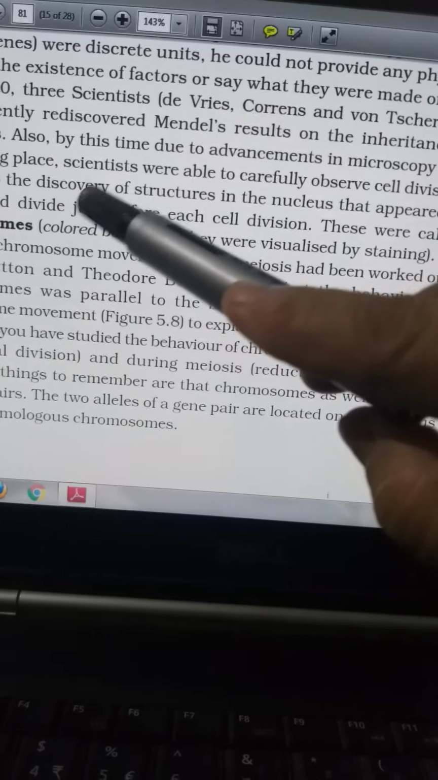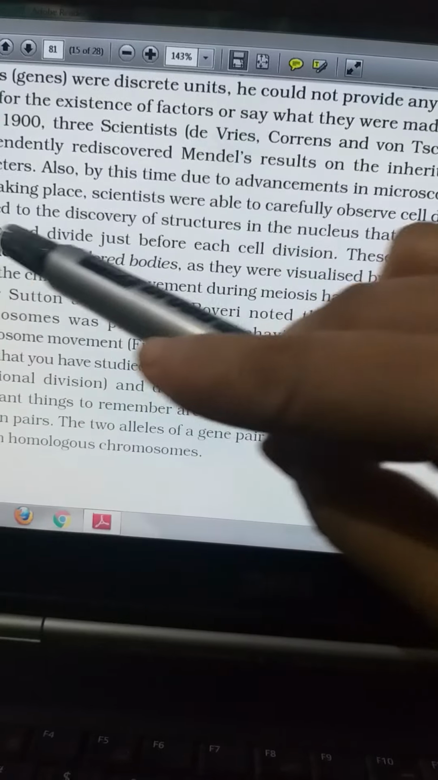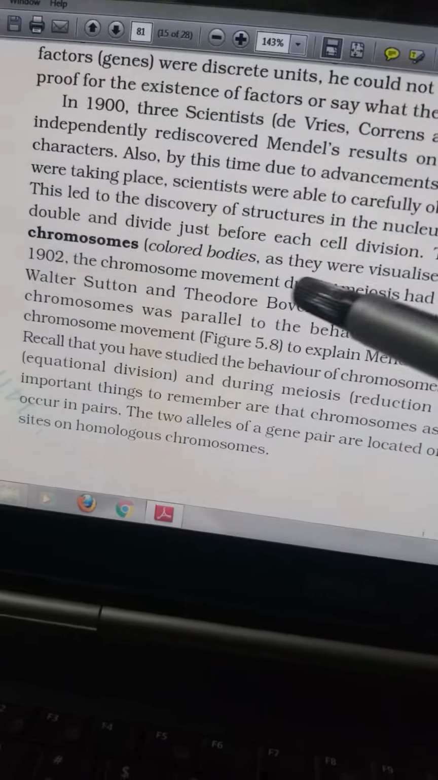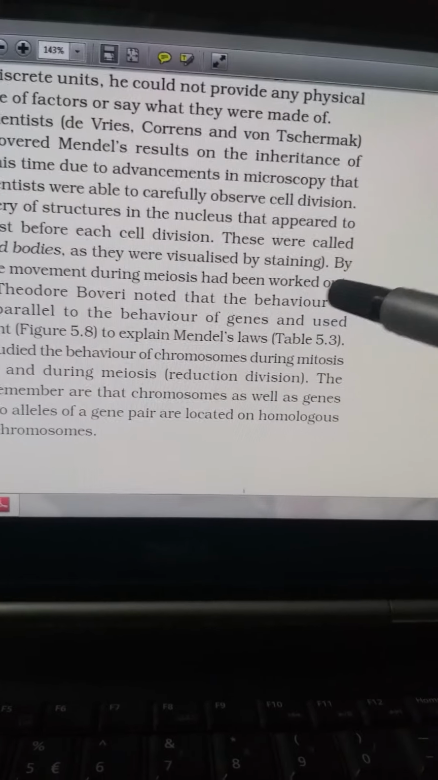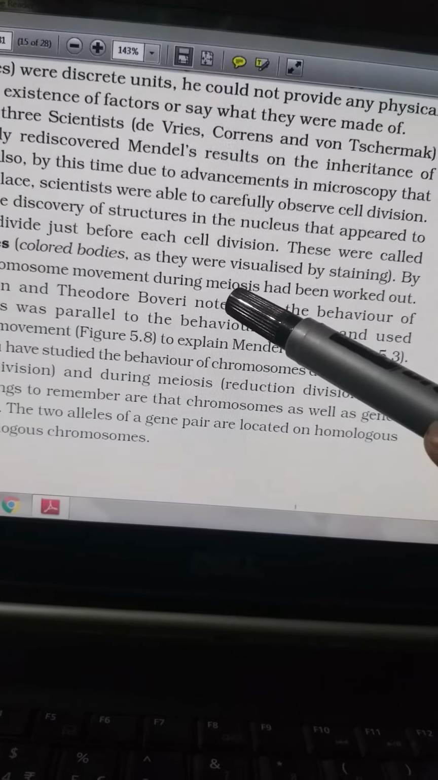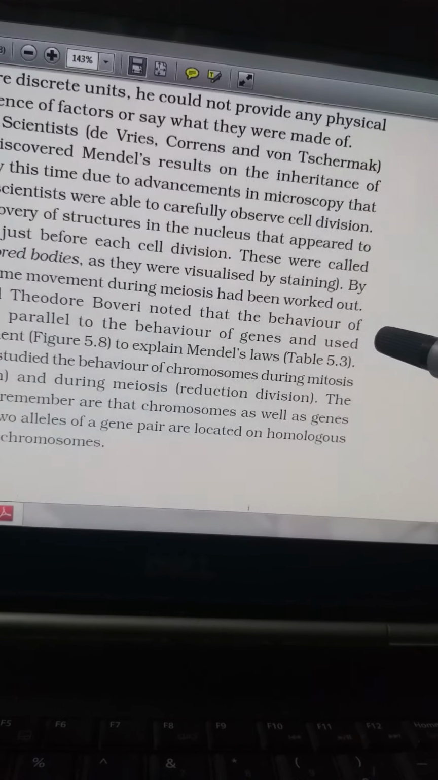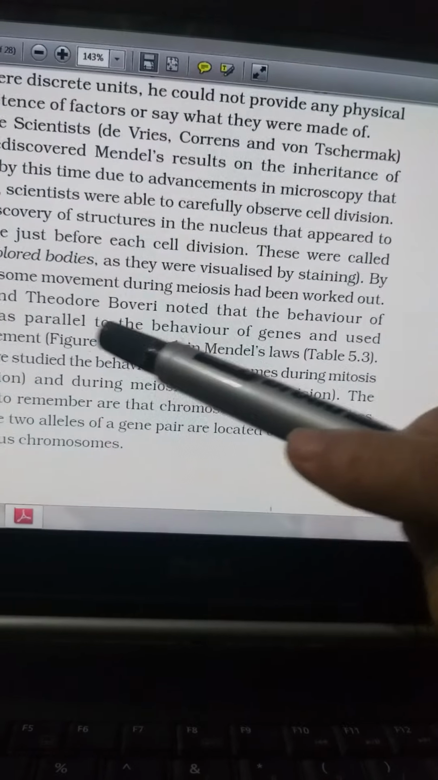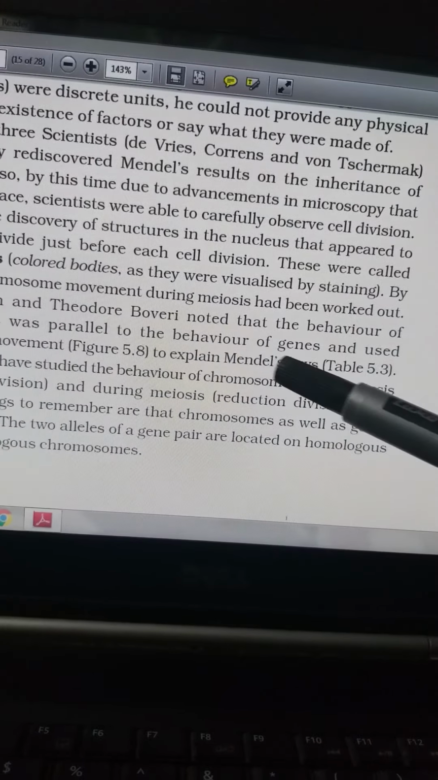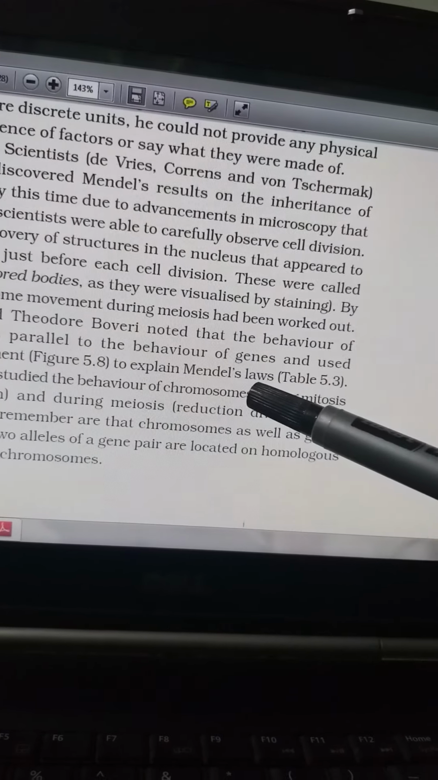Now, the discovery of the structure in the nucleus that appeared to double and divide just before cell division was called the chromosome, the colored bodies as they were visualized by staining. By 1902 the chromosomal movement, anaphasic movement, telophasic movement, what you have seen in your slides, meiosis, had been worked out. So Walter Sutton and Theodor Boveri noted the behavior of the chromosome as parallel to the behavior of genes, and used chromosomal movement to explain Mendel's law.